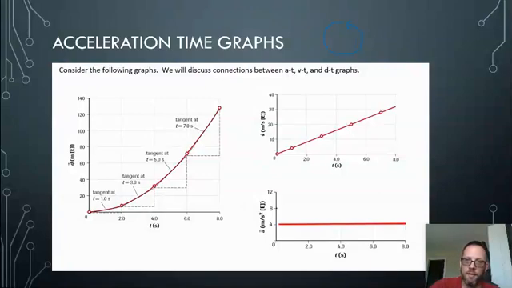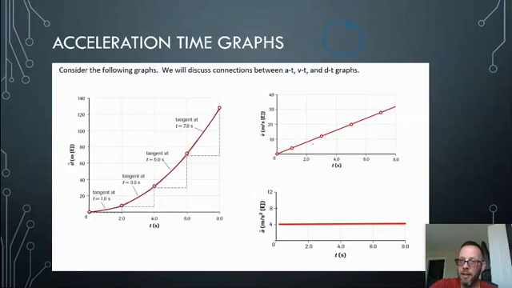If we look at the VT graph, remember, velocity is like the slope of a position time graph. If we look at it, the slopes are gradually increasing, which means we expect to see our velocity time graph going up and to the right as well. The velocities are increasing. It is speeding up over time.